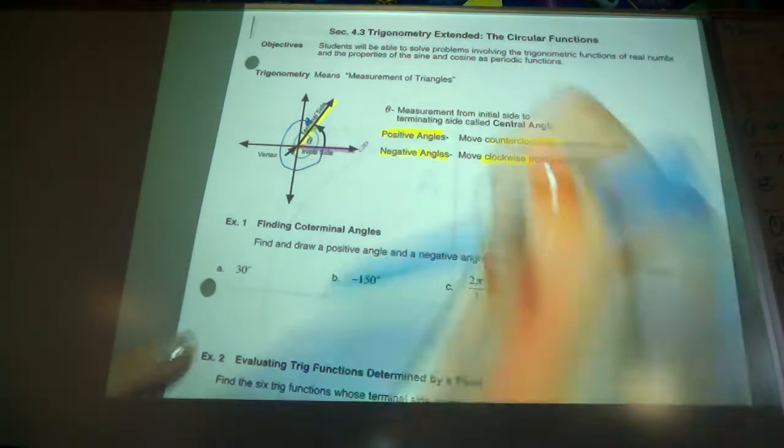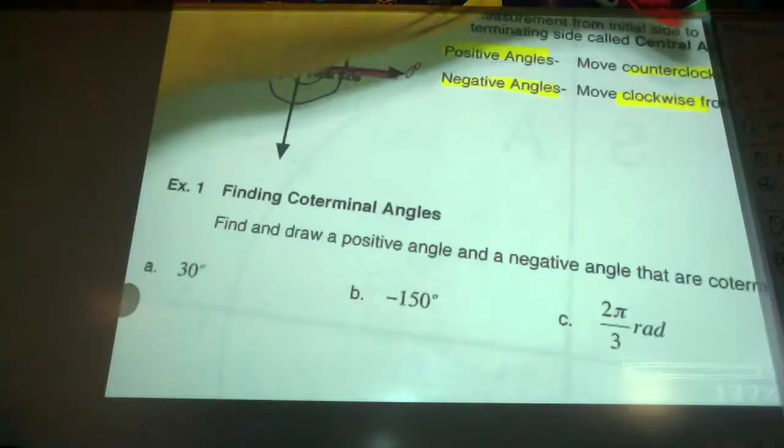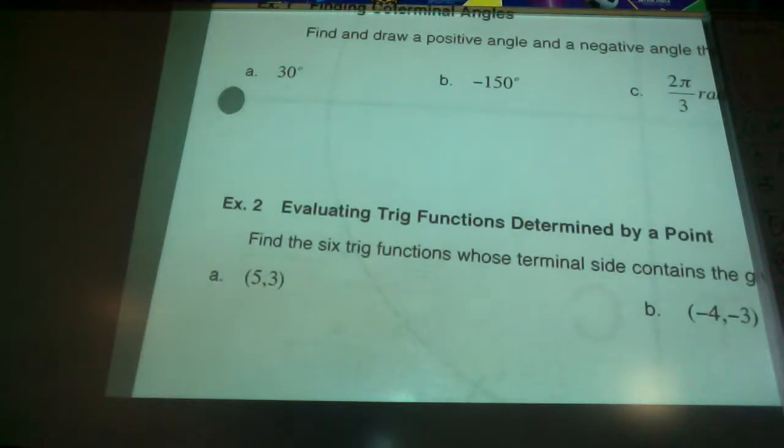I'm going to show you how to find that mathematically. So let's look at example 1. Not only do you have to find it, but you also have to draw exactly what I was just drawing there. We're going to find and draw both a positive and a negative angle that are coterminal to given angles. We're also going to look at radian measure. You have to get used to counting in radian measures. So let's just start with degrees.